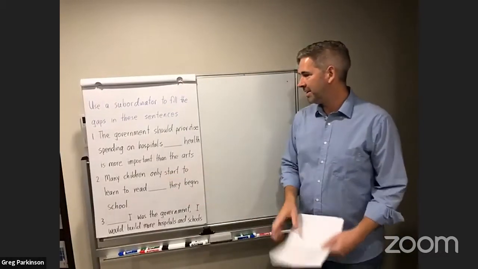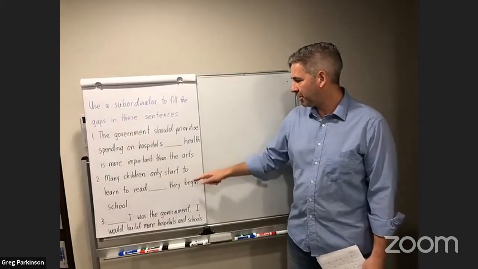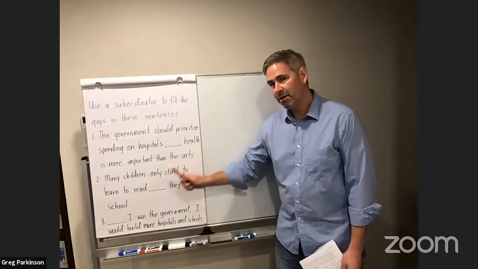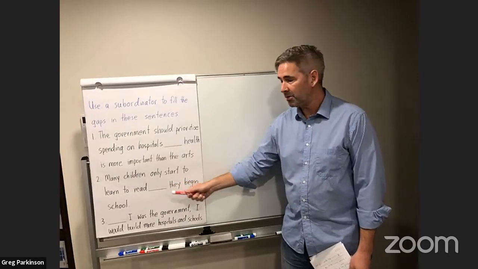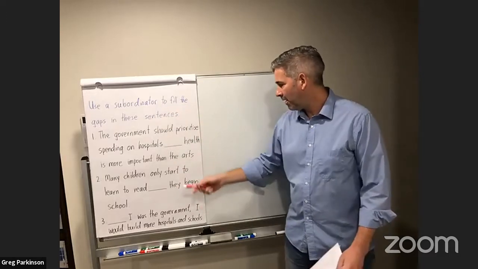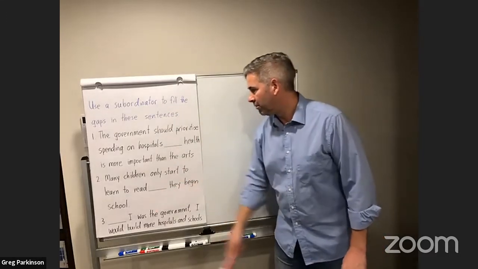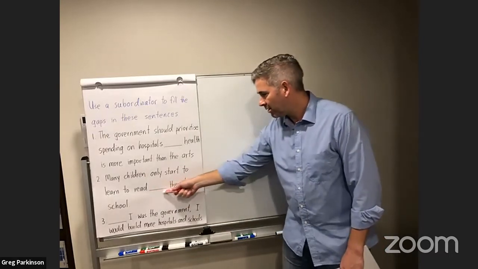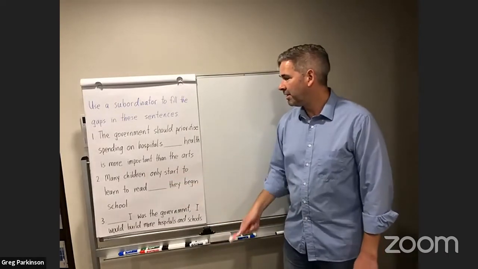Okay, so we're on to number 2. Many children only start to learn to read. This is where we need a subordinating clause, or conjunction rather. Subordinating conjunction, subordinator. They begin school. One more time. Many children only start to learn to read. What's missing? They begin school.